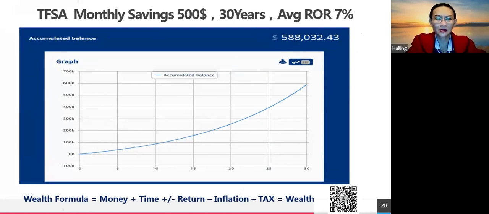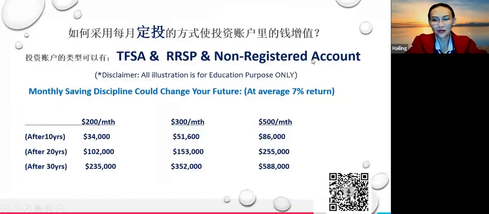Is it true? A lot of people ask us. It looks so beautiful, but how can you come up with those numbers? So this is an illustration we would like to show you. Because of the tax-free savings account, in the last few years the maximum annual contribution room is $6,000. So we say, well, we can put a monthly saving of $500 into this account over 30 years. Let's say the average return is 7%. Then we can come up with the number $588,000. So you see in the previous slide, this is where the number comes from.